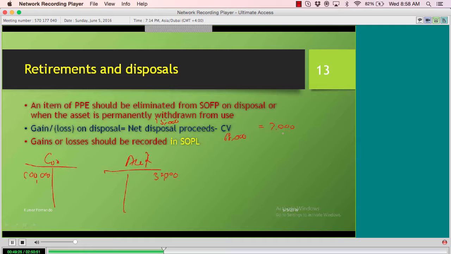Net disposal is after whatever brokerage you have to pay, you get 75,000 into your hand. The carrying value of the asset was 68,000, so 7,000 will be a profit. If the net disposal proceeds are 50,000, it will be a loss of 18,000. So profit or loss will be treated in the statement of profit or loss. The moment you dispose the asset, the cost figure, 100,000, must be transferred out to a disposal account.